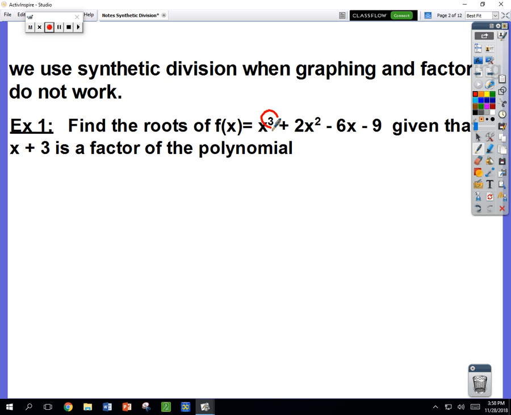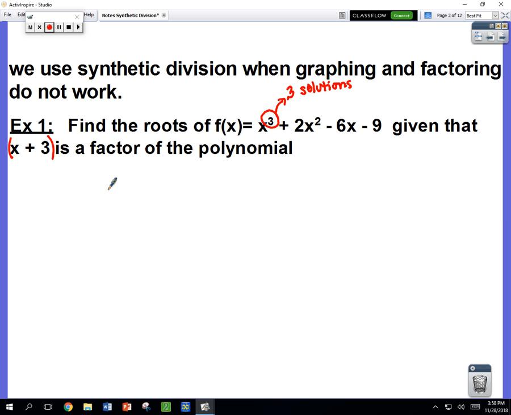Remember that this tells me at most how many answers I should have. So I should have about 3 solutions. And it tells me that one of the factors is x plus 3. So as I break it down, I'm going to have x plus 3 and then something else here equals 0. But it doesn't factor by grouping, so that's not a way to do it. I would have to figure out what this is by using another method.